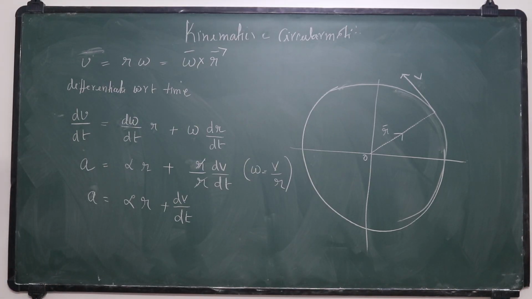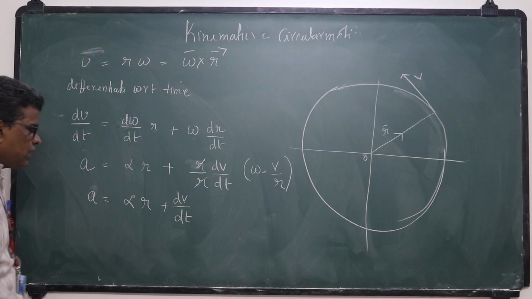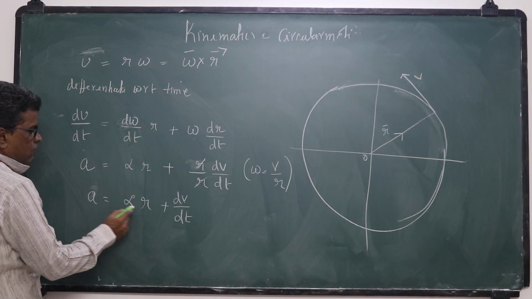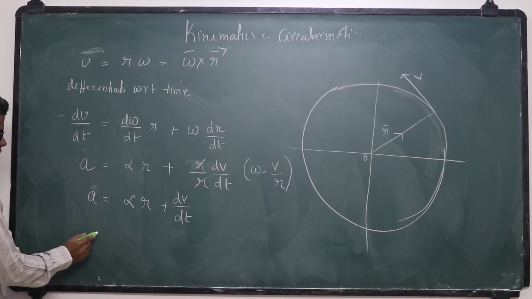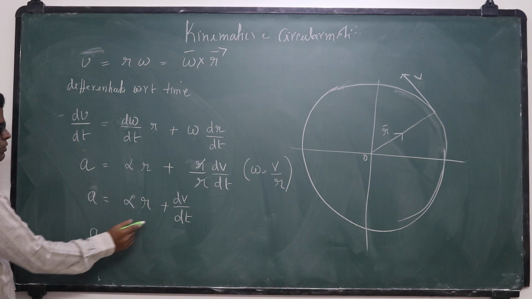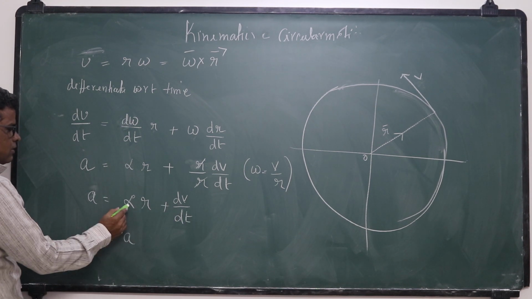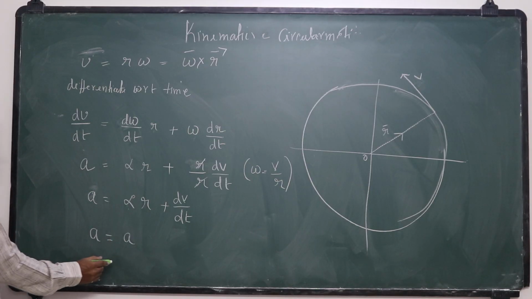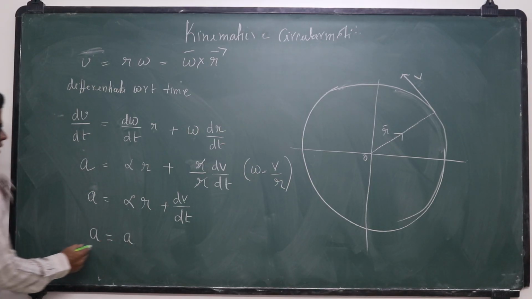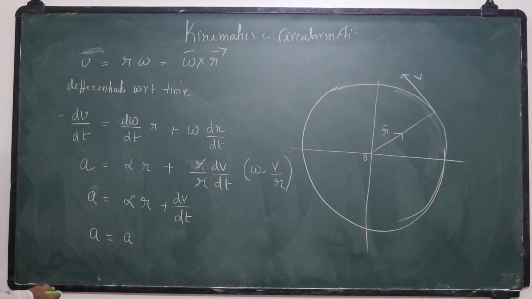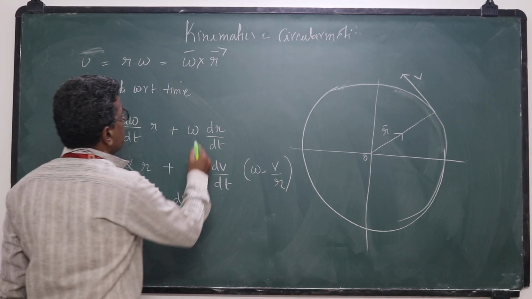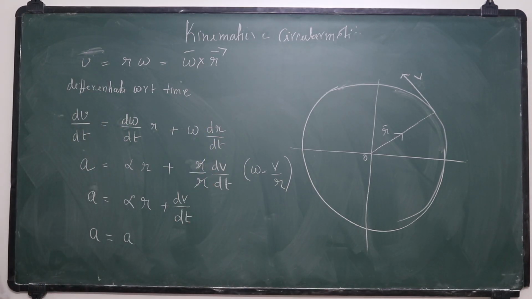So when a particle moves in a circular path, it possesses two types of accelerations. One is R alpha, and the other is the centripetal acceleration, omega square R. Omega square R.